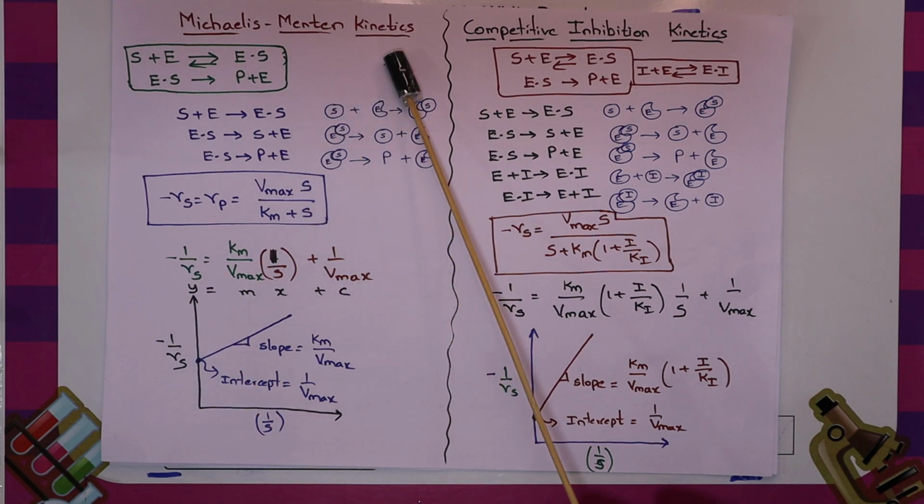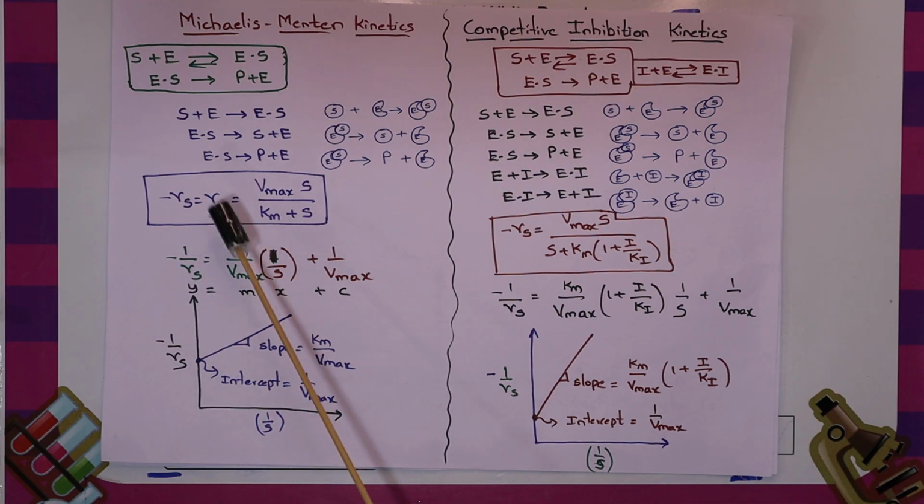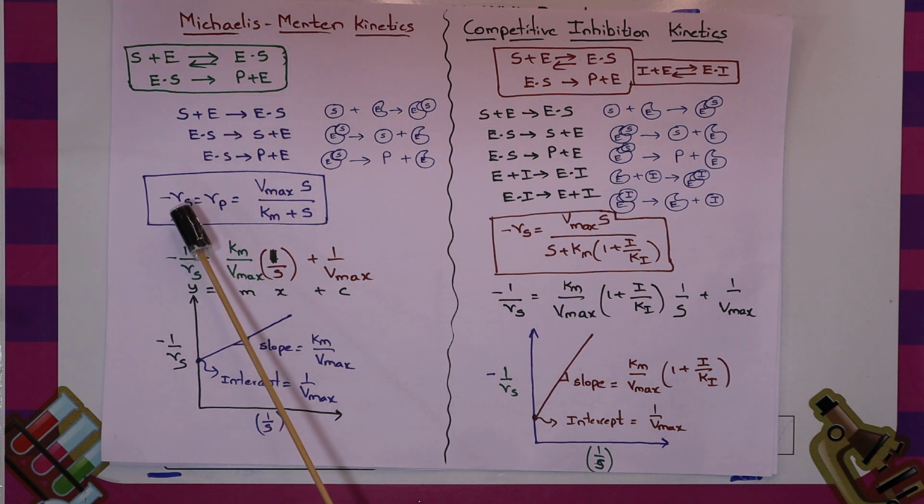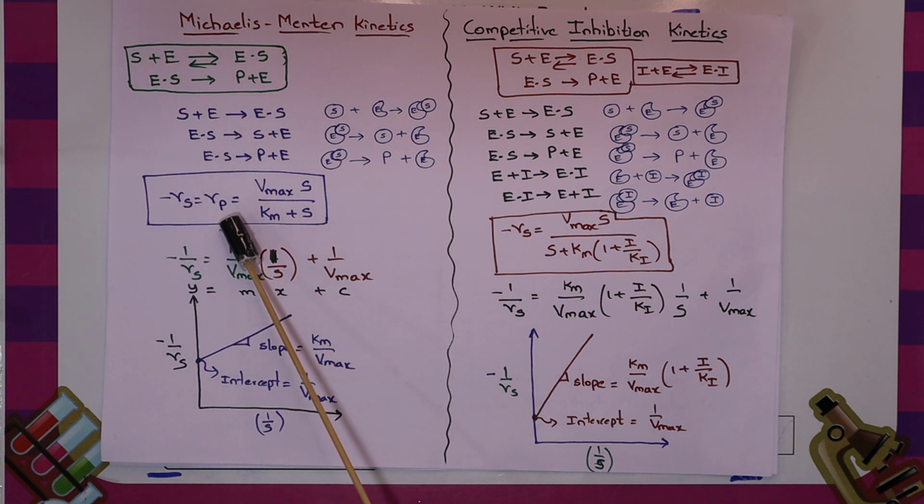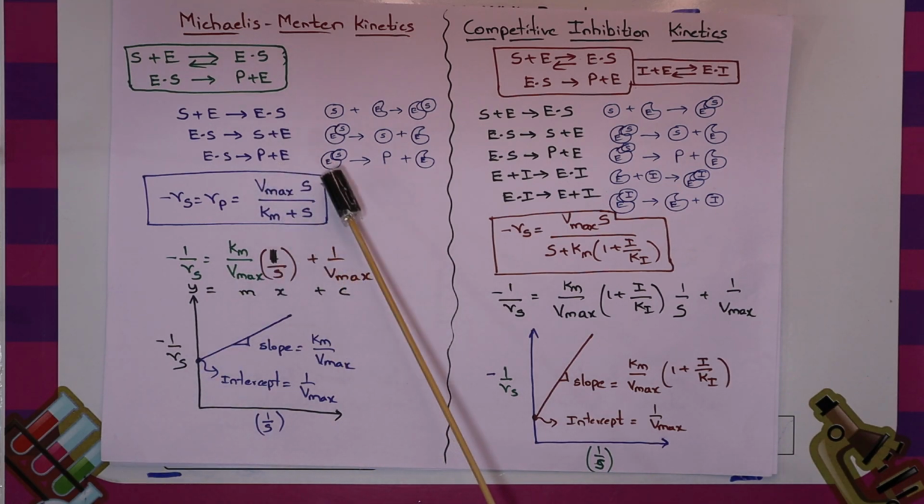So for this Michaelis-Menten kinetics, minus Rs, the rate of disappearance of substrate, is nothing but the rate of formation of the product. That means if S is disappearing, P is forming. So minus Rs, that is disappearance of S, will be equal to the formation of the product, which is Vmax into S by Km plus S. Vmax is the maximum rate, S is the substrate, Km is the Michaelis-Menten constant.